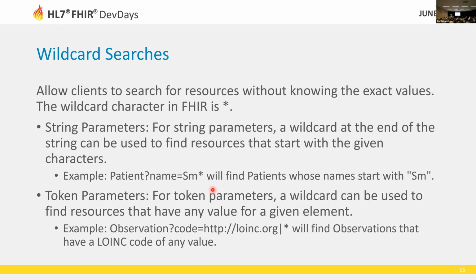And then with the token parameters, we can use this wildcard to find resources that have any value for a given element. So if we do something like observation where code equals LOINC, this will find me the observations that have a LOINC code of any value. So you can use this if you're interested in returning a specific set of coding systems or things like that.